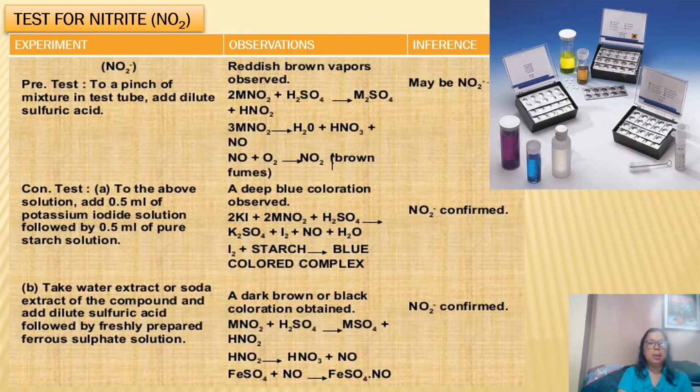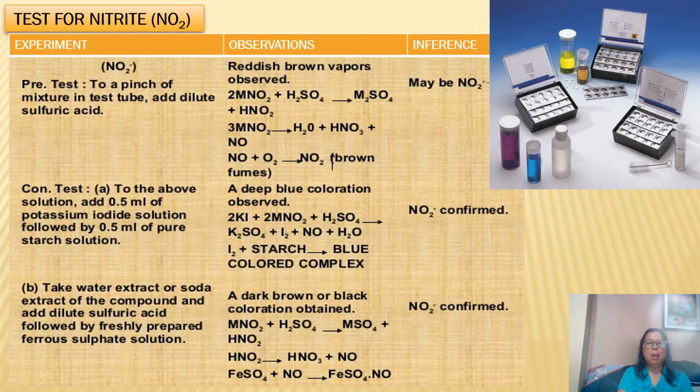So for the pretest, sulfuric acid is added. And then if a reddish brown vapor is produced, then you can say that maybe nitrite is present. Now, to confirm whether it is nitrite or not, the solution is added with KI or potassium iodide, followed by 0.5 ml of starch solution. If a deep blue coloration is observed, just like this, you can say that nitrite is present.